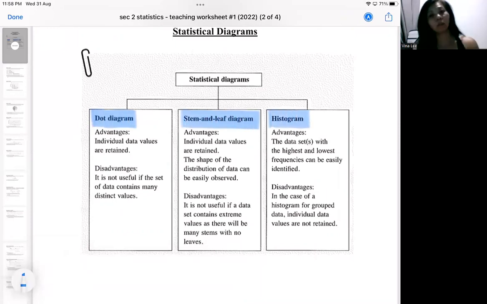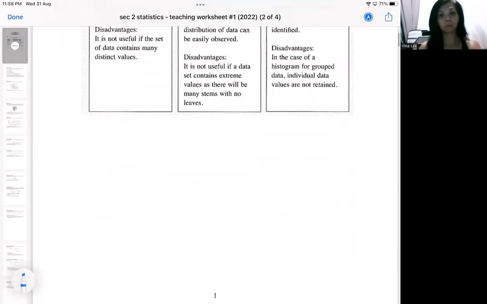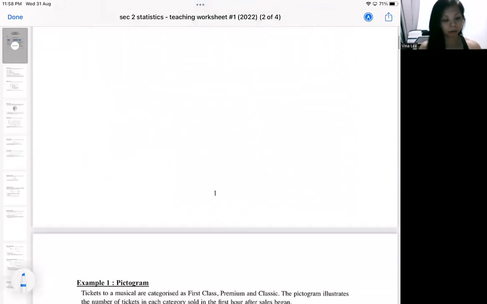Histogram is not exactly new to all of you. There's a difference between histogram and bar chart. For a bar chart, there's usually a gap between the bars. For a histogram, there's no gap. Sometimes some people misinterpret and mix up histograms and bar charts, but they are actually different. So I'm going to introduce these three new things that we're going to add on.